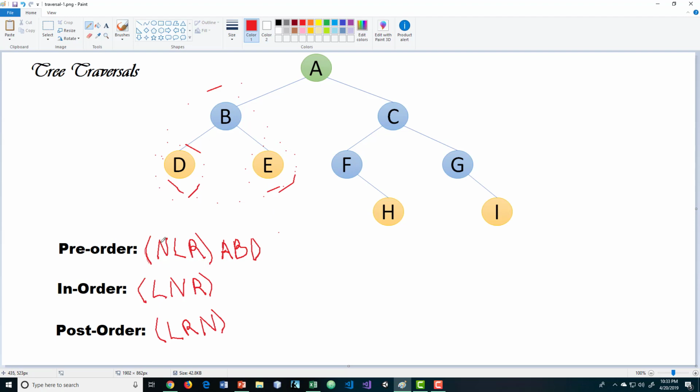I ask the E, hey E, NLR is the order, so hey E, you're the root of your own tree, the captain of your own ship. So have you marked yourself off yet? And it says no, so we do that.